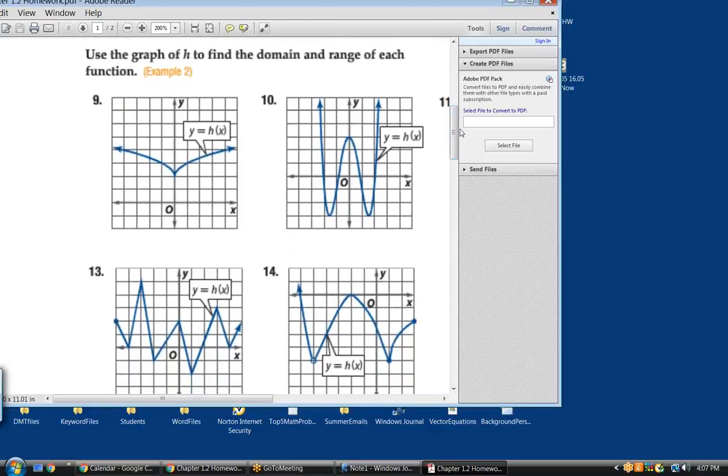Use the graph to find domain and range. On number 9, what is the domain? So that's the x coordinate, right? Yes, it's the allowable x-coordinates. From that graph, what do they appear to be? Negative infinity to infinity. In other words, all real numbers. I don't see anything on this graph that I wouldn't be able to make x. Even 0, I can let x be 0. It seems to have a value.